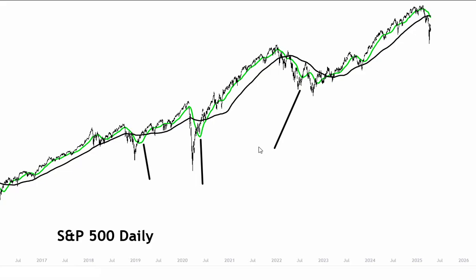S&P monthly. The S&P for the month is down 5.87%, by the way. NASDAQ is down 5.29%, a little bit less. Again, do we end up with bottoming tails? Do we end up with hammer candlesticks?